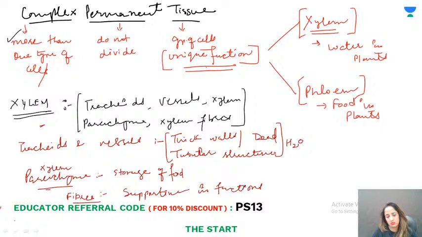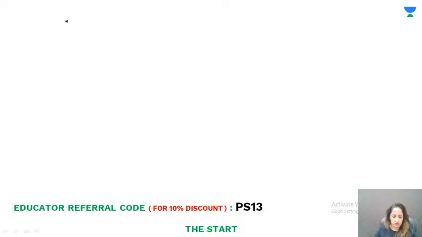Okay, so guys, this is all about xylem and all the different types of cells in xylem: tracheids, vessels, xylem parenchyma, and xylem fibers. So if I want to draw quickly tracheids, I will draw it on the next page. So I will draw your tracheids. So this is a kind of tracheid.